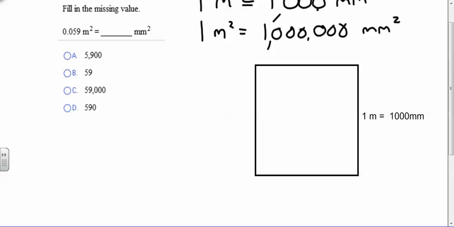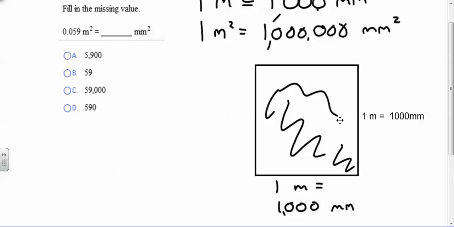Now, if you're more of a visual learner, I created a square here that is 1 meter by 1 meter, which means the height is 1 meter, but so is this length here. It's 1 meter. And as we said earlier, 1 meter is the same as 1,000 millimeters. But when we're talking about area, to find the area of this square, we would multiply length times width. So 1 meter times 1 meter would be 1 square meter of area.